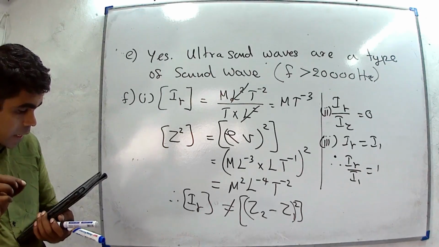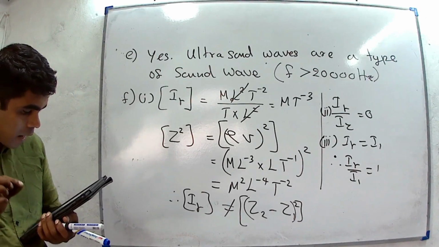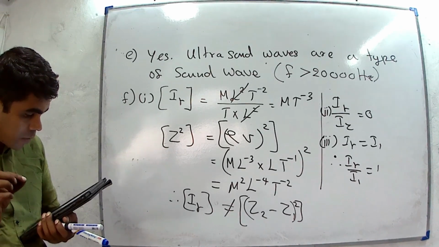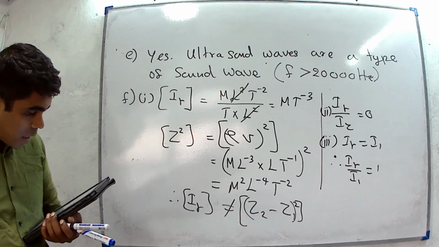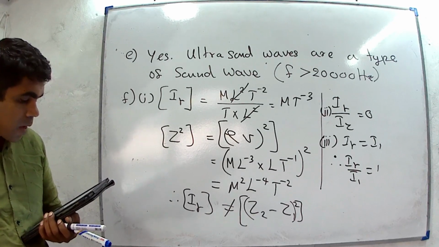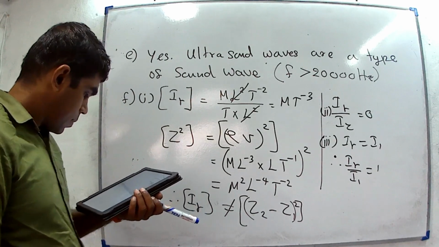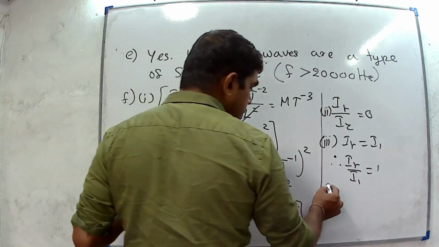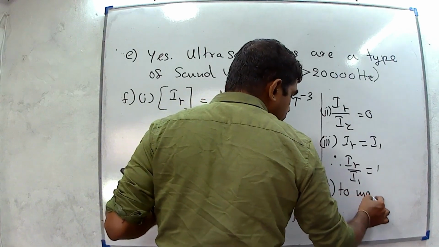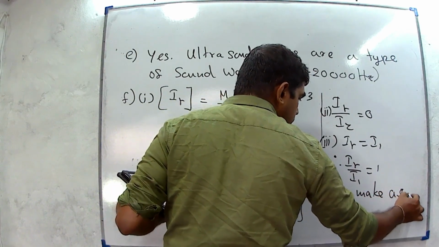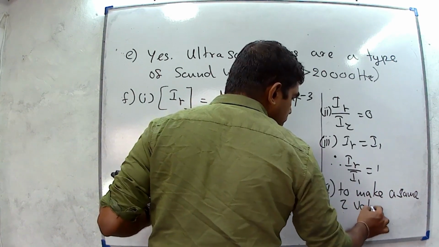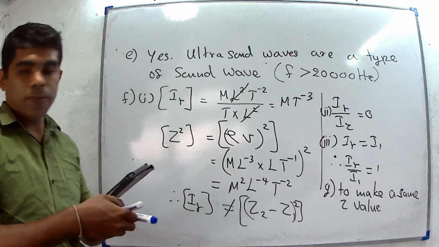Part G. What is the reason for applying the special gel between patient's skin and transducer? A special gel layer is applied in between patient's skin and transducer since the Z value of the gel is almost the same as skin. Therefore, we can write the answer for part G: to make a same Z value.